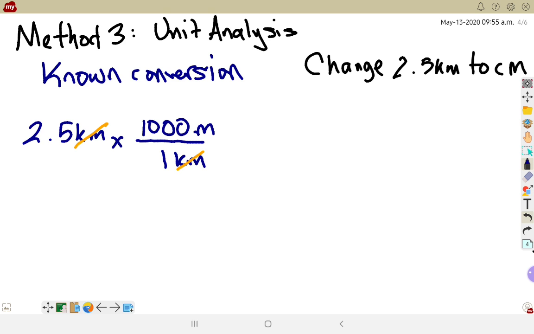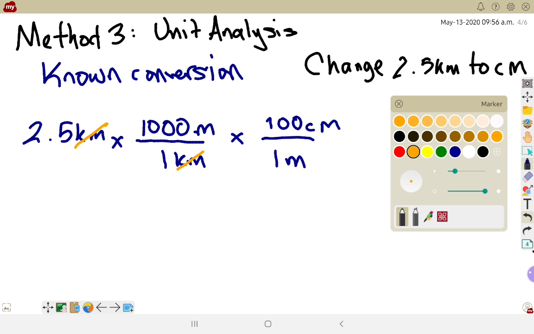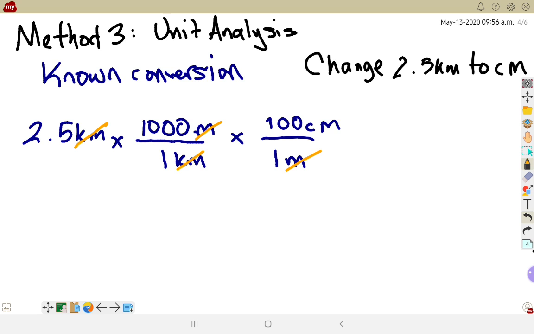Okay, but now I've got meters, and I don't really care about meters. I want to know centimeters. So I've got to get rid of that unit of meters, and I know 1 meter is 100 centimeters. And so what this is doing is allowing me to use simple known conversions to quickly change from whatever unit I have into what I'm looking for. So to get 2.5 kilometers into centimeters, I take my 2.5 and I times by 1,000 and then times by 100, and that gives me 250,000 centimeters.